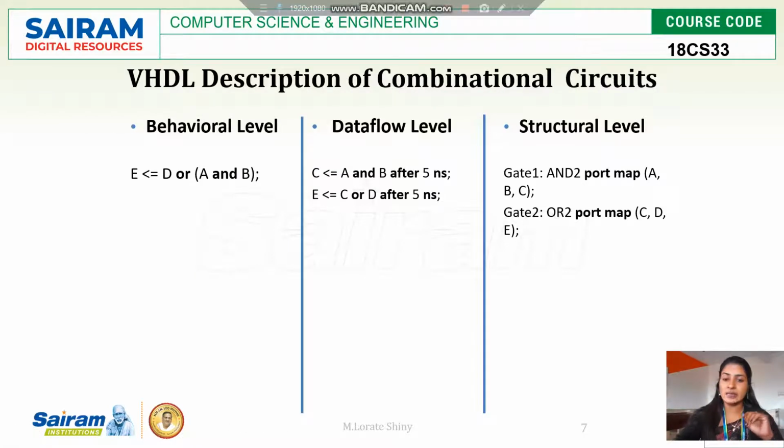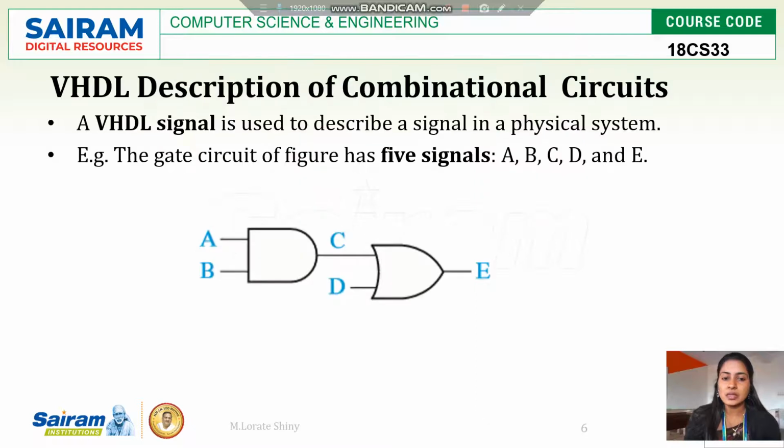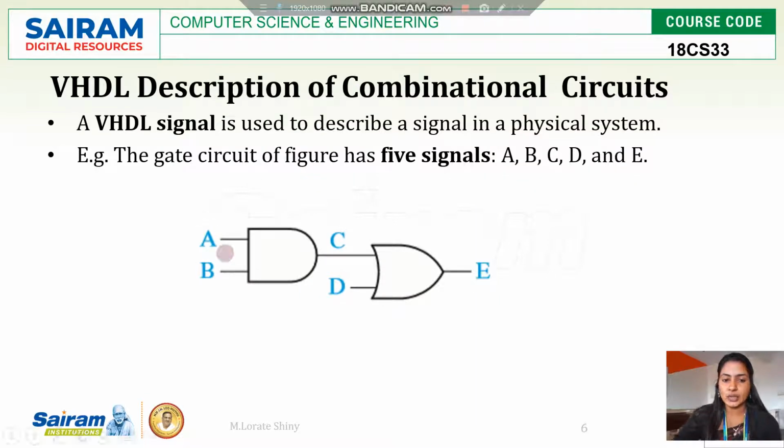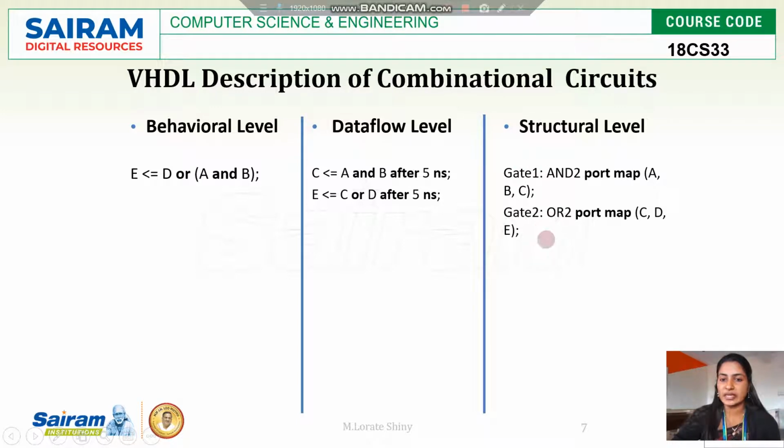Then structural level is used to describe very briefly. So by using structural level, the digital system will be described very briefly. Each gate output will be specified using the structural level. So here we have 2 gates, gate 1, gate 2. Gate 1 is AND gate, gate 2 is OR gate. So both the functions are specified here. The operation of each gate will be specified here using structural level. So we'll see behavioral level first.